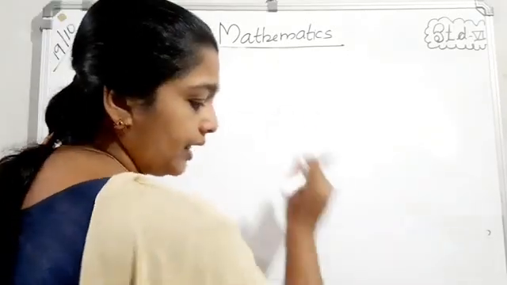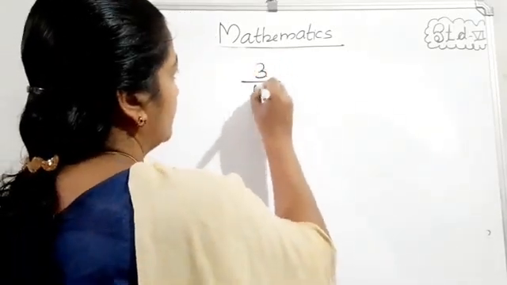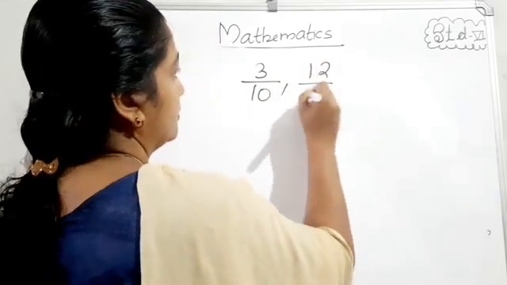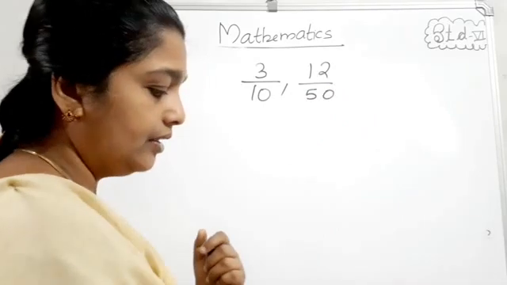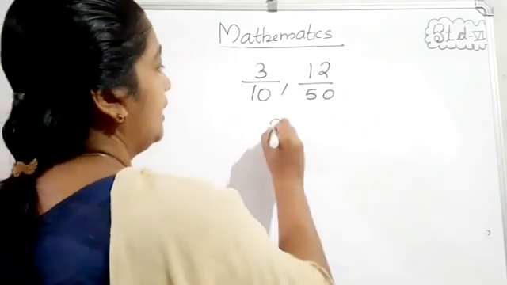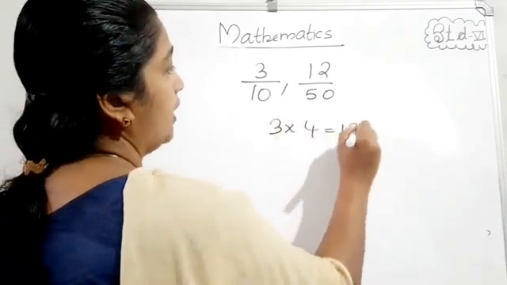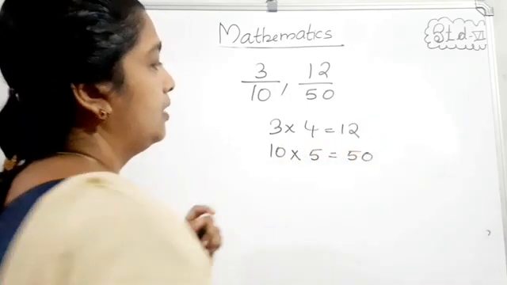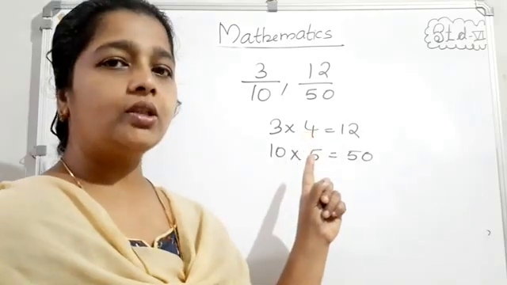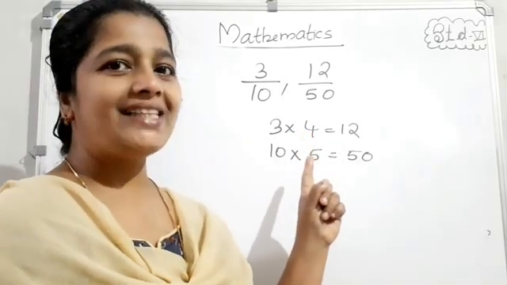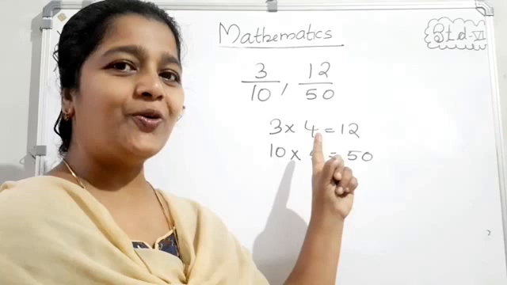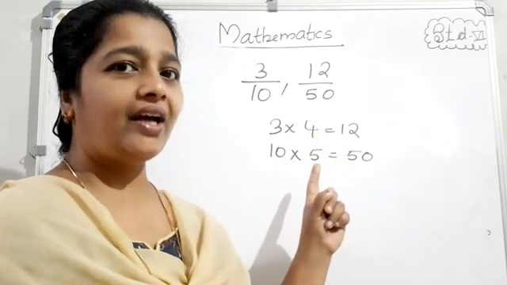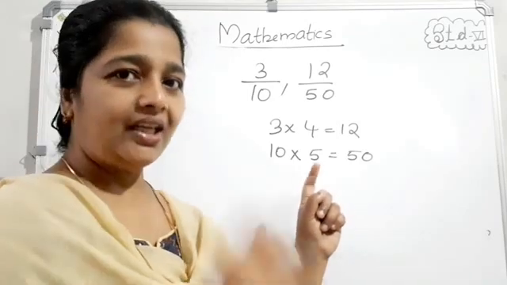Next one. 3 by 10, comma, 12 by 15. Listen, first method: 3 into 4 equals 12, then 10 into 5 equals 50. Please check here, are both numbers equal? No, this is not equal. Here the first one has numerator 4 and denominator 5. So, we can identify that these fractions are not equal.